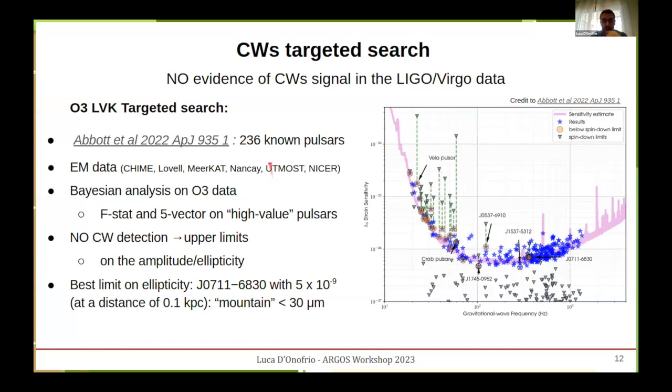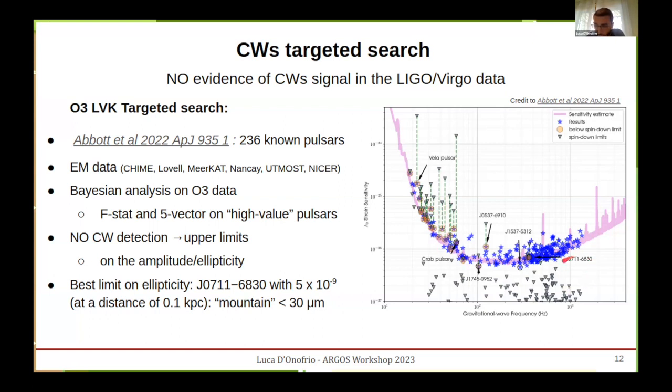And in this analysis, we have 20 pulsars with an experimental upper limit that is below the theoretical spin down limit. In this plot on the right, there are the upper limits on the amplitude, the blue stars, that are compared with the sensitivity of our detector, the pink line, and with the theoretical spin down for each target, the gray triangles. And the dashed line shows the high-value pulsars.